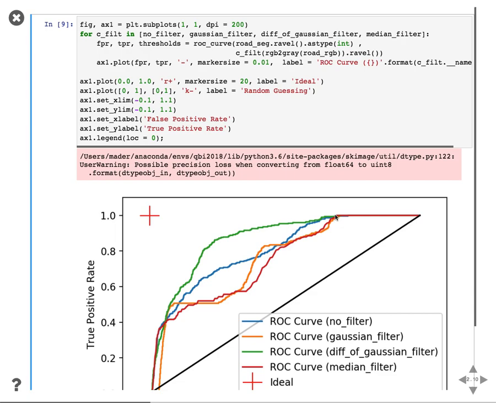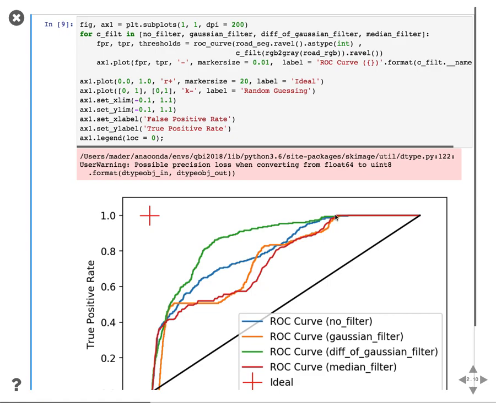what do we learn from this image? Yeah? So difference of Gaussian is better, I think, everywhere except here. If for whatever reason you wanted to be at 0 or very low false positives, it might not be the right filter. But for everything else, it's much, much better than all the other tools.